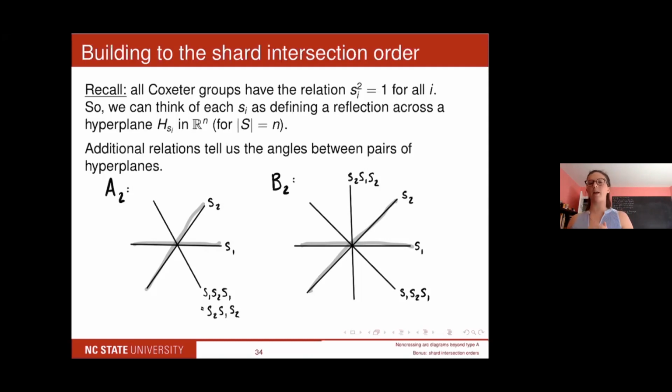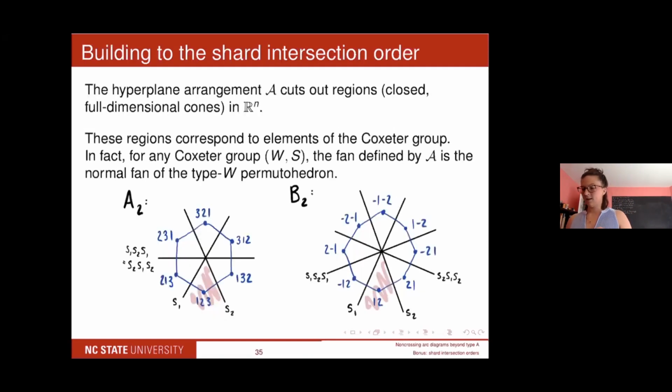So we've got the A2 and the B2 hyperplane arrangements here, where the generating hyperplanes are highlighted in gray. So the hyperplane arrangement, which we denote with mathcal A, cuts out regions which happen to be closed, full dimensional, and actually simplicial cones in R^n. And these regions correspond to elements of the Coxeter group. And in fact, for any Coxeter group W with generators S, the fan defined by A is the normal fan of the type W permutahedron.